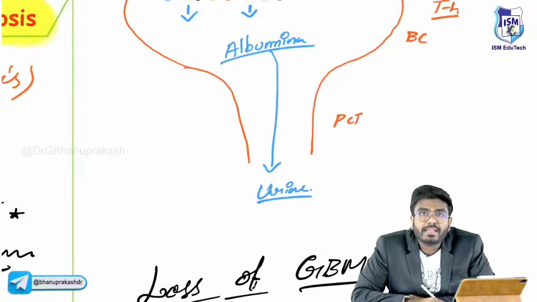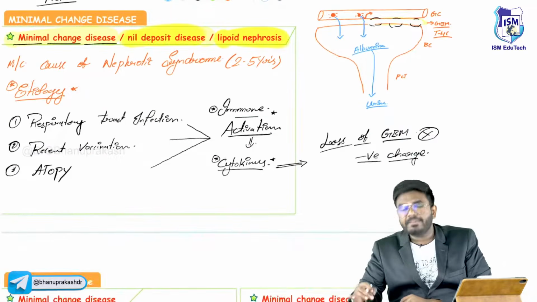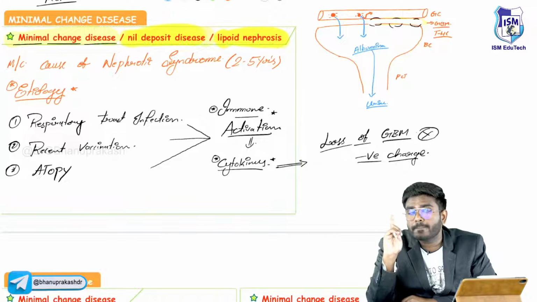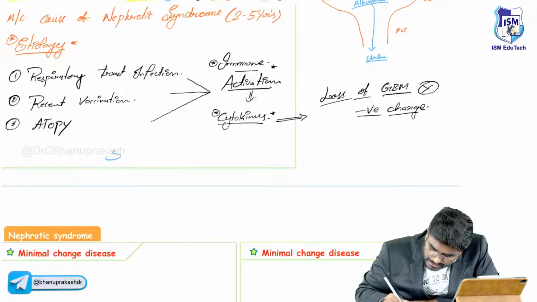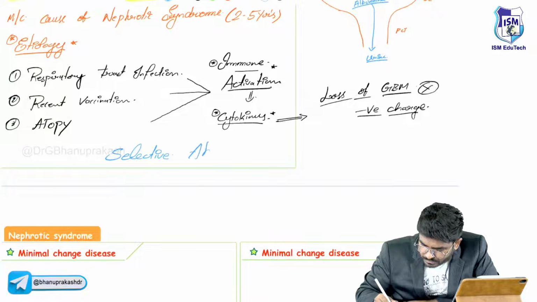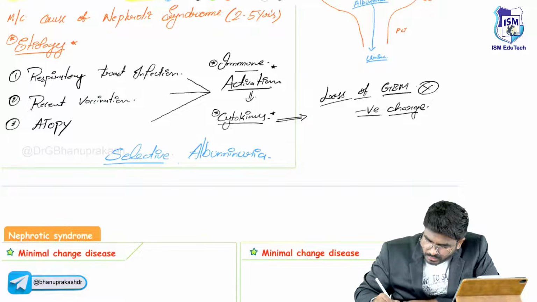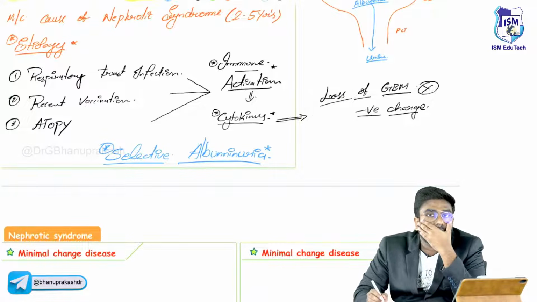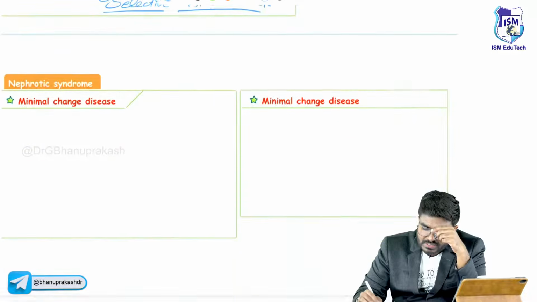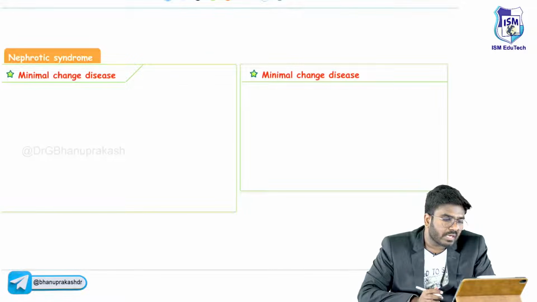So specifically in this minimal change disease, specifically albumins are leaking, not the fibrinogen or some other proteins, not the globulins. Only albumin is leaking out. So the patient is going to have selective albuminuria in this small child. The patient is losing the albumin out. Whenever the patient is losing the albumin out, what are the clinical features that are going to be seen, sir?